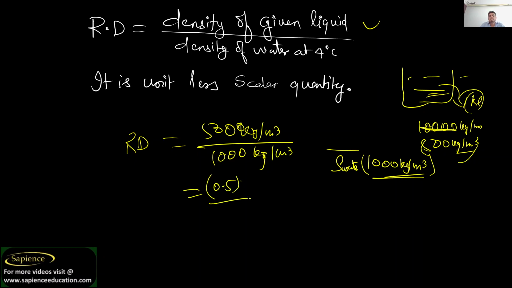Now it is unitless because kg per meter cube cancels out. So it has no unit, and it is a scalar quantity. Okay. So I hope you have understood this topic. Relative density is now clear, right?